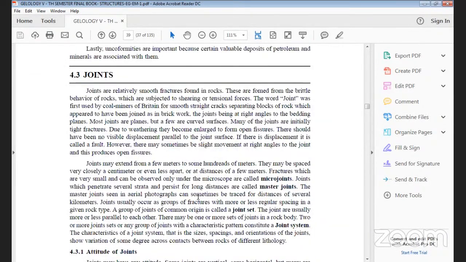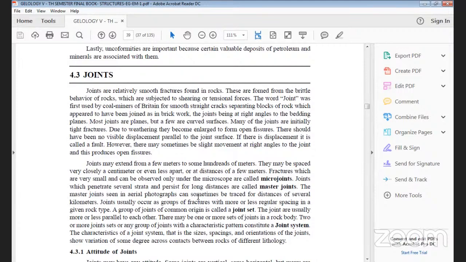The next topic is joints. Joints are relatively smooth fractures which may be found in rocks. They form in the brittle behavior of rocks subjected to shearing and tension forces. The word joint was first used by the coal miners of Britain for smooth straight cracks separating blocks of rock, which appeared to have been joined like brickwork.